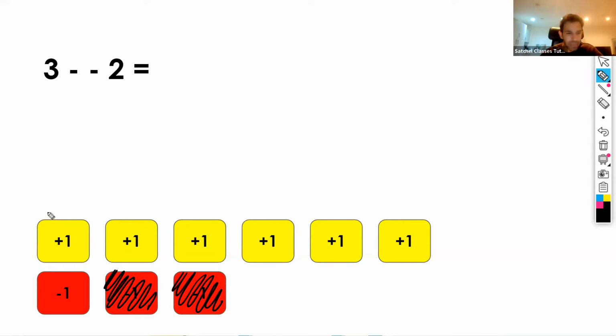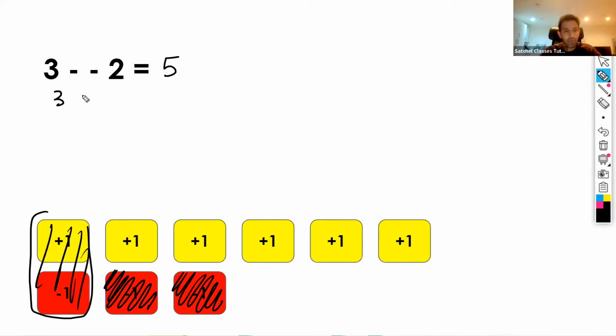So what am I left with now overall? Now I'm left with a 0 pair, so that's 0. But what we have now is 1, 2, 3, 4, 5. So 3 minus minus 2 actually ended up becoming 3 plus 2, because 3 plus 2 is 5. So when we have 2 negatives next to each other, that becomes a positive. Another rule to remember: a negative next to a negative actually becomes a positive.